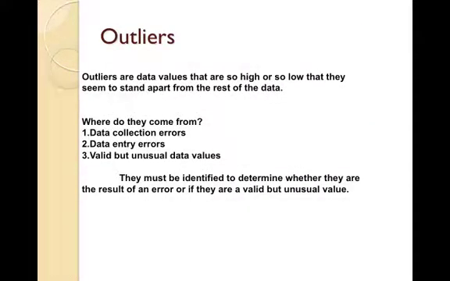Okay, outliers. Outliers are data values that are so high or so low that they seem to stand apart from the rest of the data. They lie outside the general pattern, which gives them the name outliers. Where do they come from? Why are there strange values? Well, sometimes they're data collection errors.